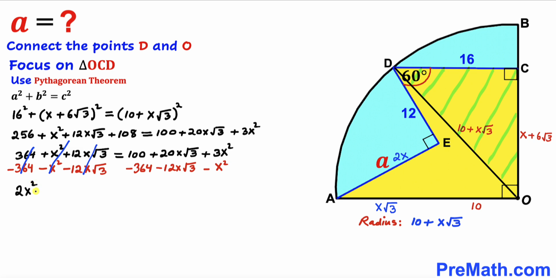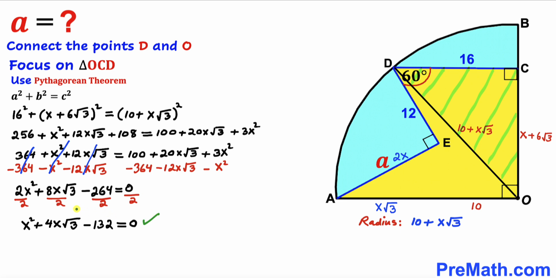2x squared plus 8x times square root of 3 minus 264 equals 0. And now we can see we can divide all these terms by 2. So let me divide across the board by 2 to make things simple. As you can see in this next step, after this division, we ended up with x squared plus 4x times square root of 3 minus 132 equals 0.